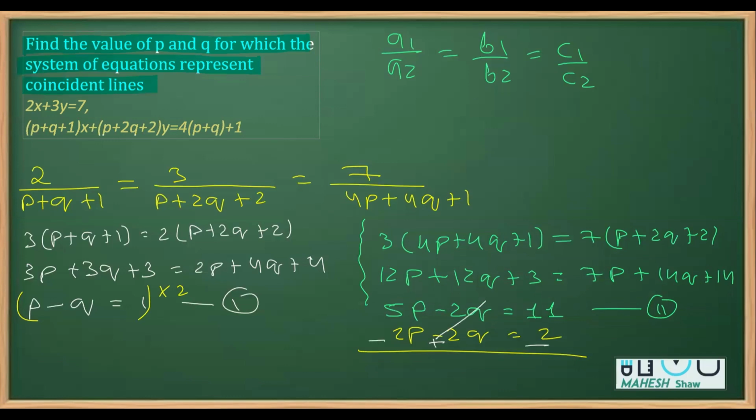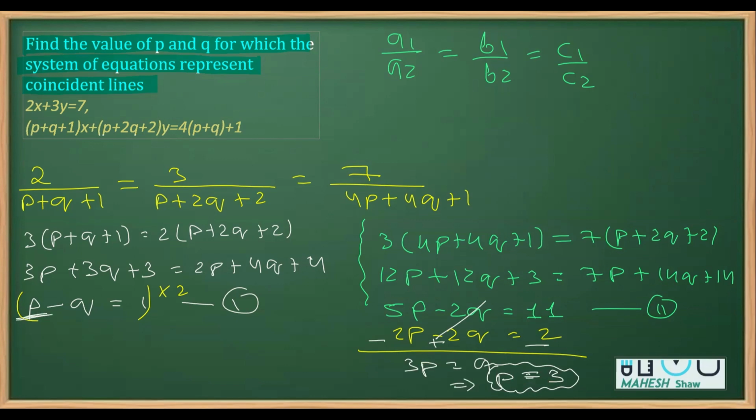This gets eliminated. 2p minus 5p minus 2p is what? 3p. And this is 11 minus 2 is 9. This implies that p is 9 divided by 3, which is 3. We got the value of p.